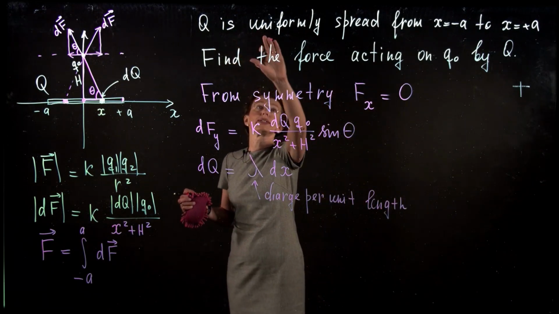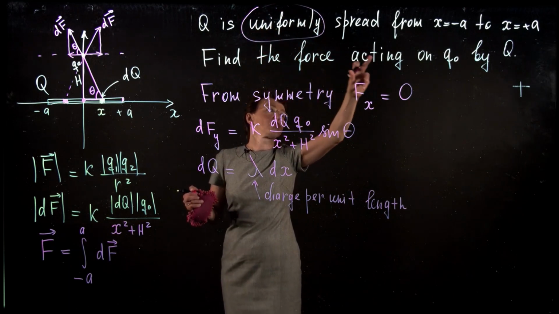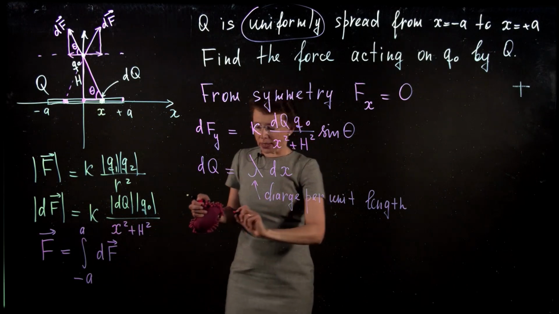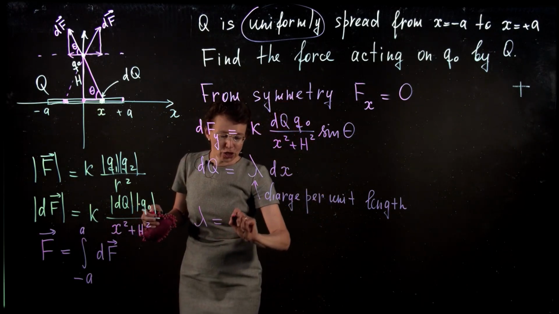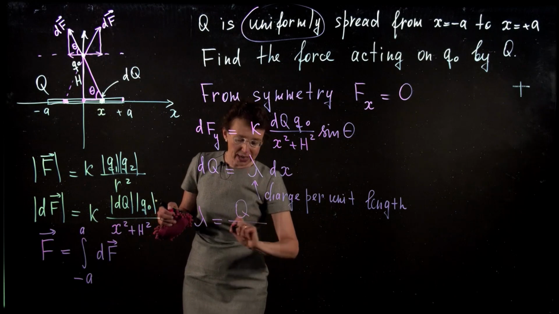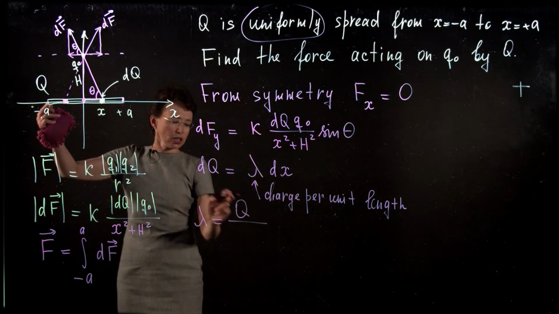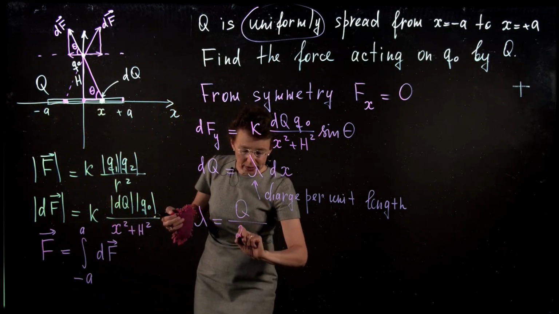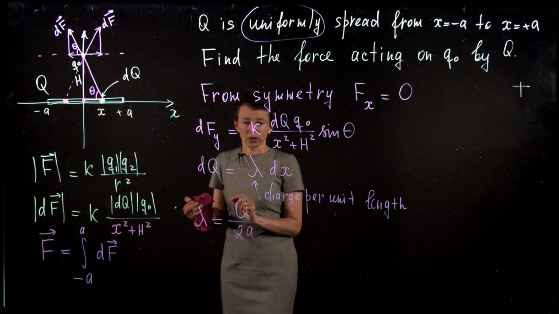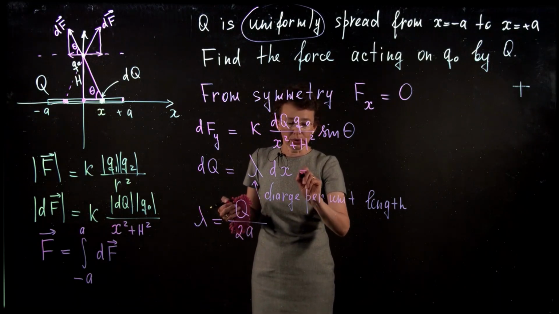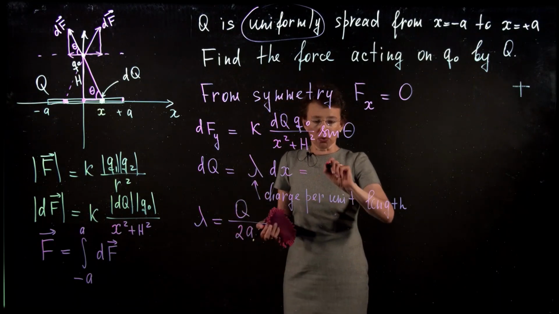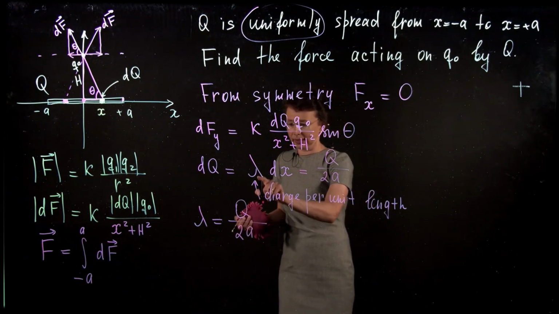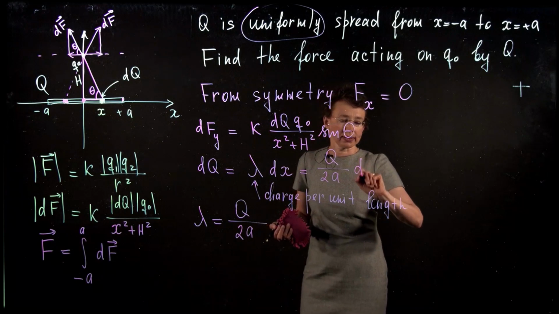Since q is uniformly spread along this line, lambda is just charge q divided by length. Charge per length, and length is 2a. So my dq is q over 2a, lambda, and then dx.